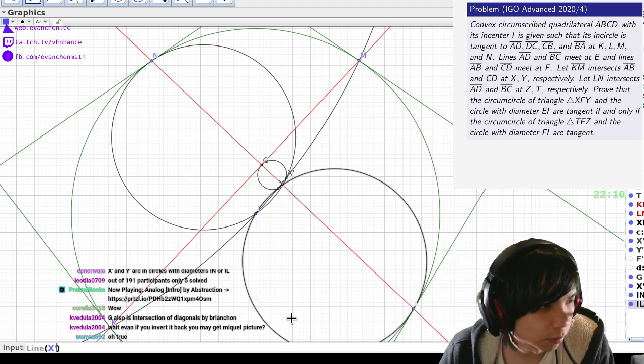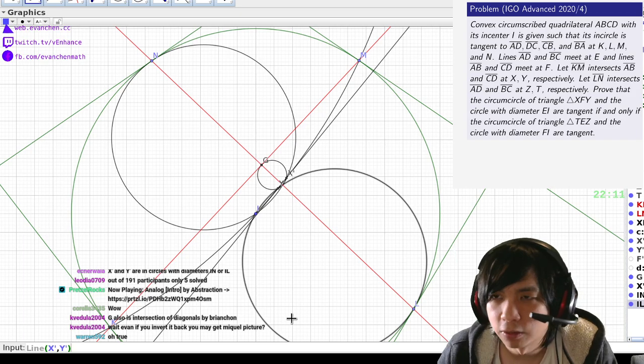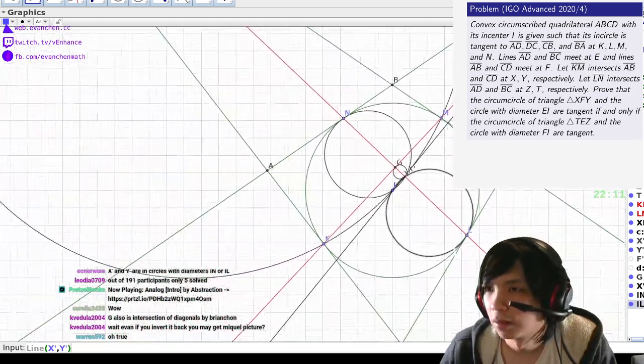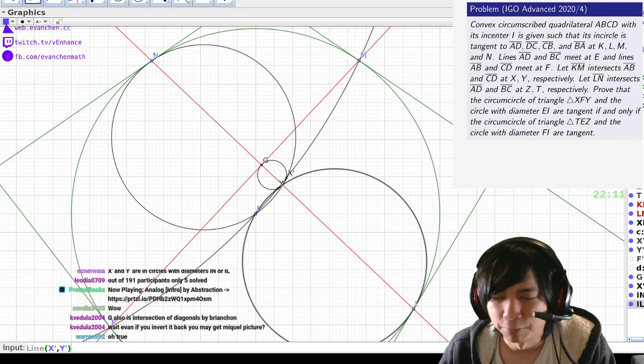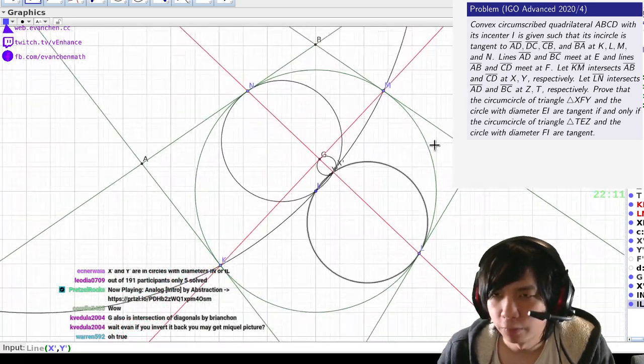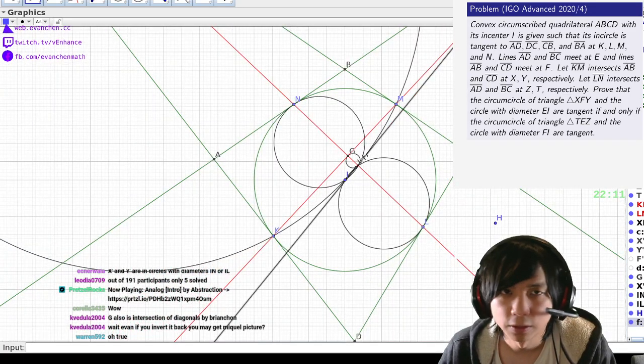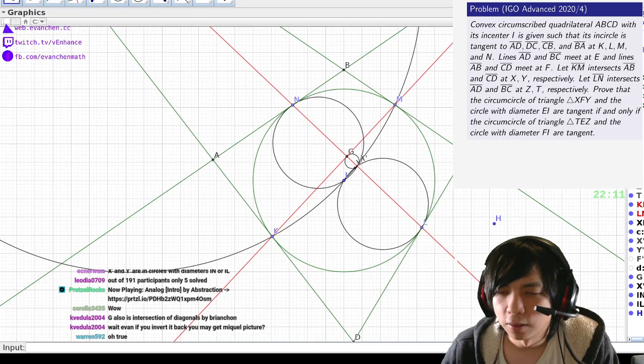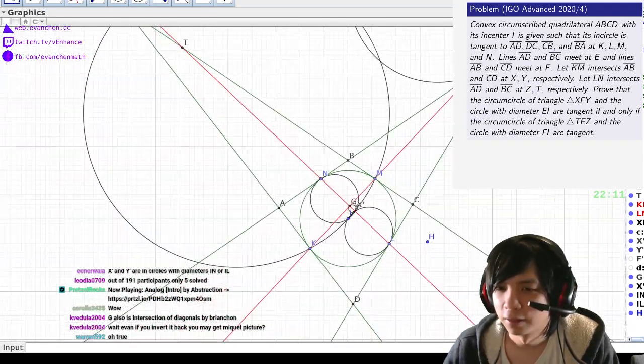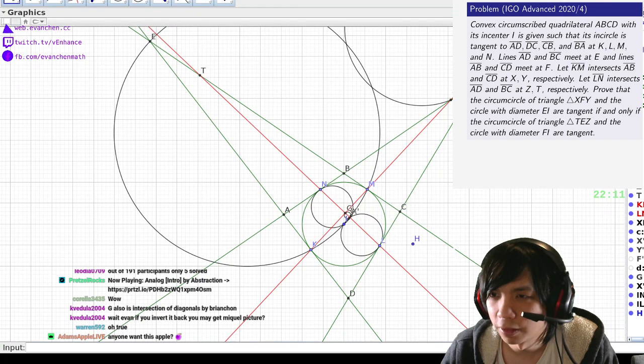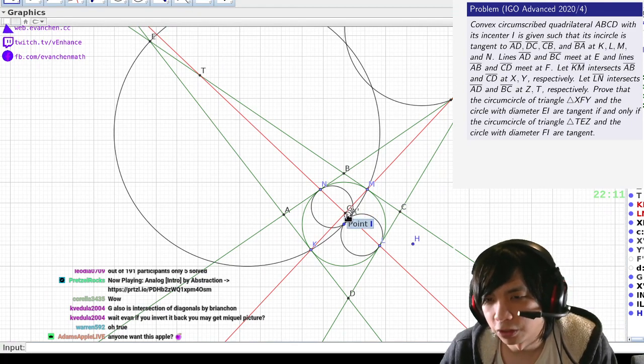Does line X prime Y prime go through anywhere? If I invert back, do you get the McCall picture? Okay, let me invert back. So, okay, zoom out. We're back in the inverted picture. No, I don't need point H. Now everything's all over the place, but it's X, Y, and the inverse of G. What is the inverse of G?